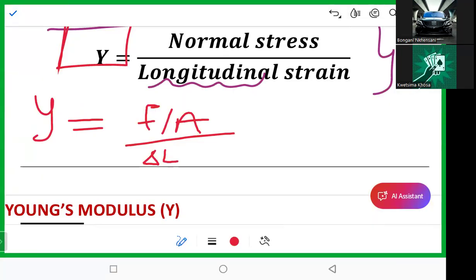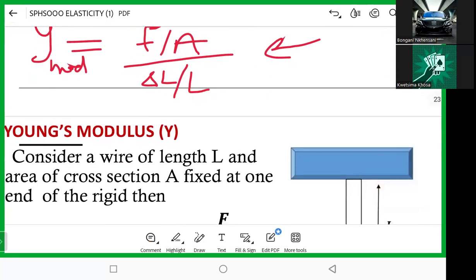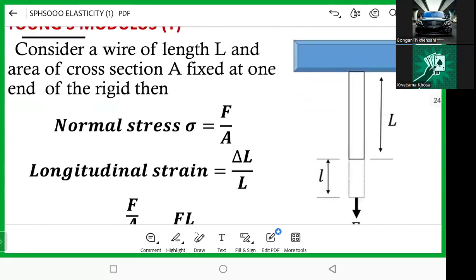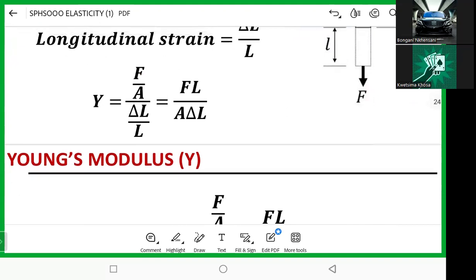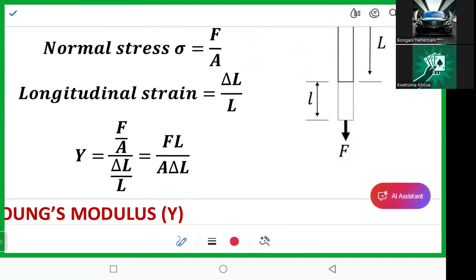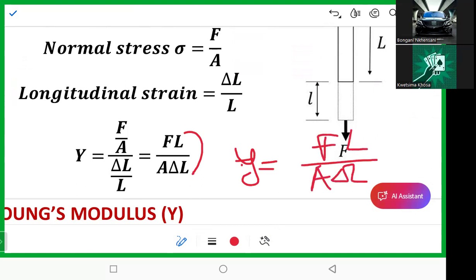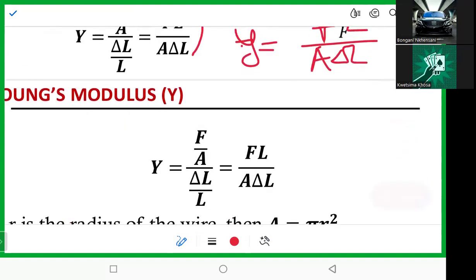change in L over L. So that's our Young modulus formula. F is force, A is area, and change in length over the original length. So obviously this is the manipulated equation, meaning Young modulus is F L over A change in L. It was just derived. I'm sure you know how to derive.